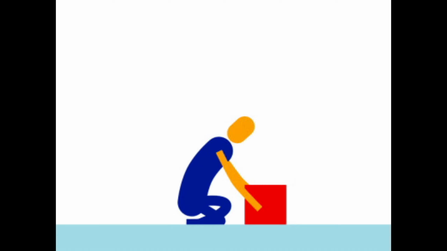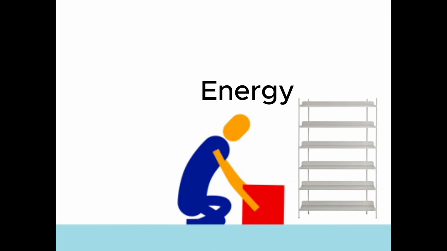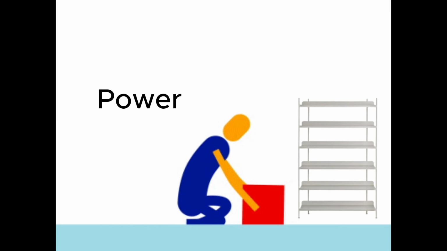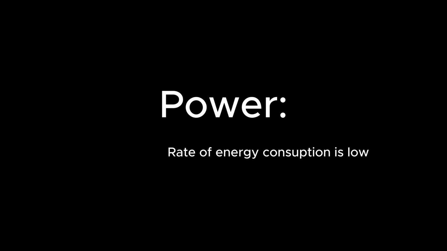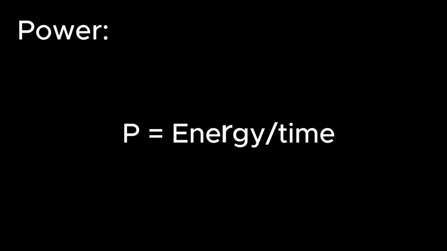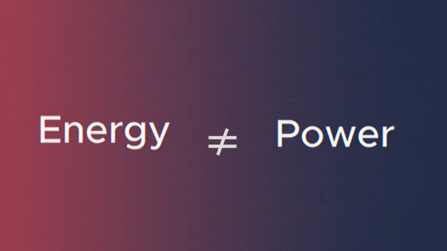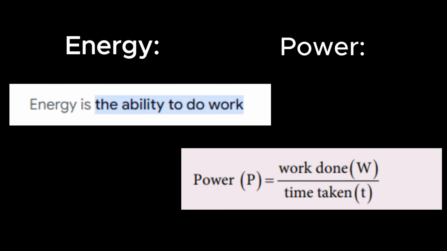Now, if you lift the box slowly or quickly, the energy needed is the same, but the power used is different. Power measures how fast you lift the box. If you lift it quickly, you use more power. If you lift it slowly, you use less power. The formula for power in this context is energy consumed divided by time taken. It's important to remember that energy and power, though related, are not the same. Energy is the total work done, while power is how fast that work is done.